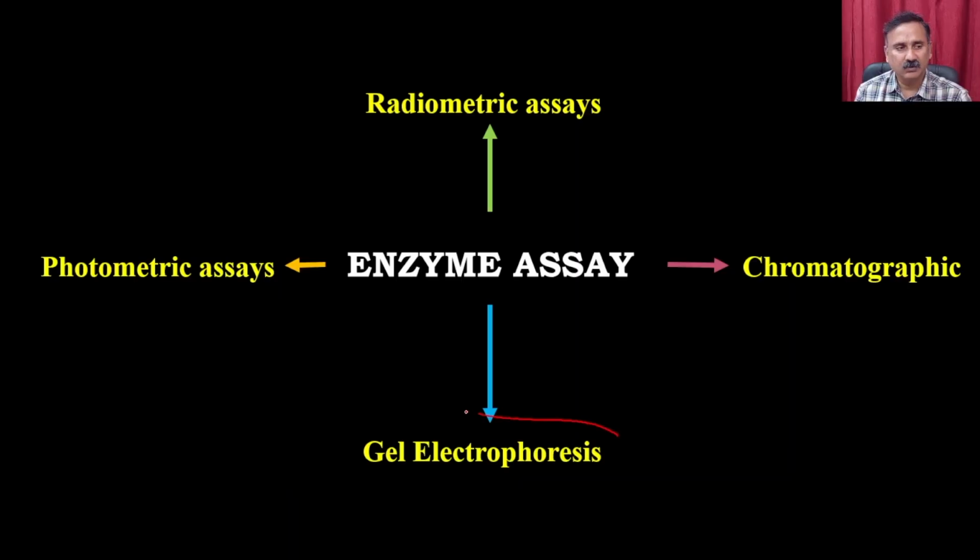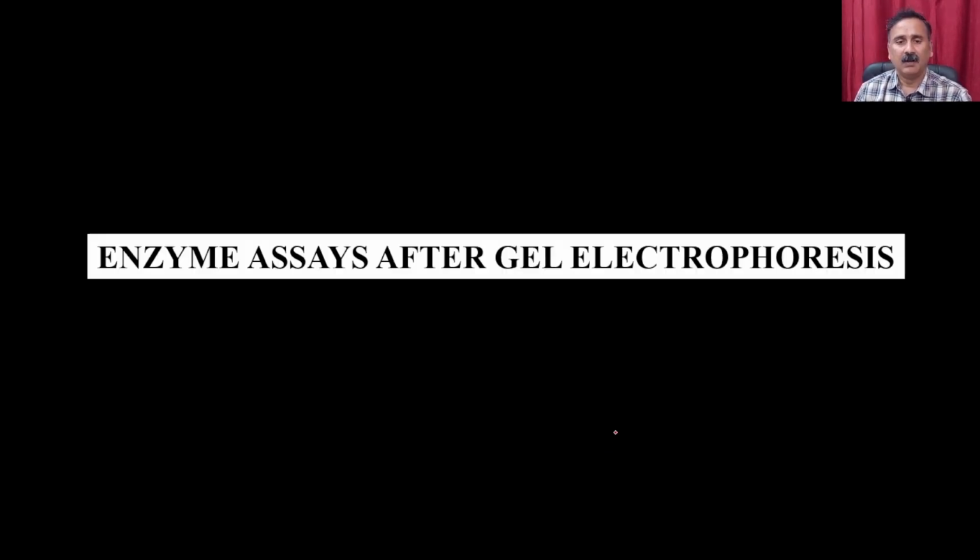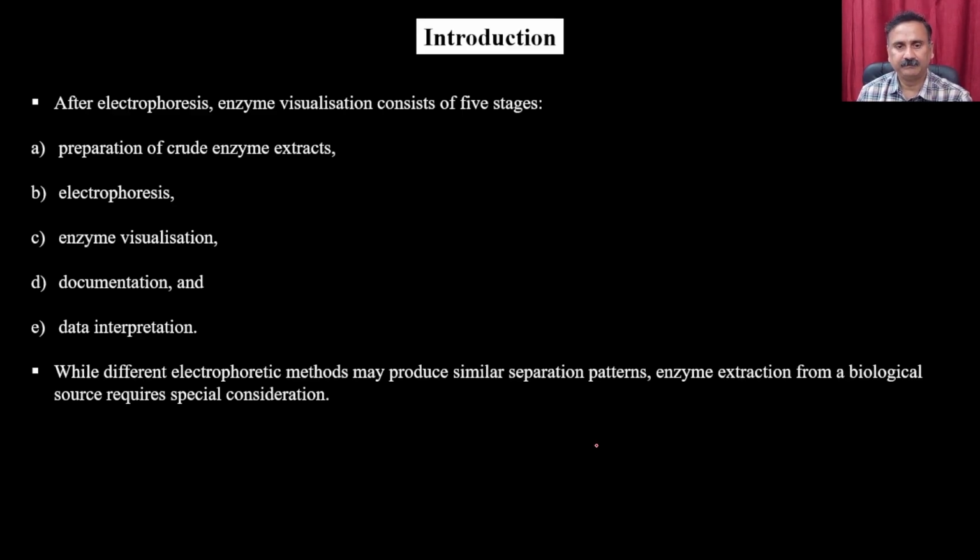Let's now move on to another approach where you are going to use gel electrophoresis. Gel electrophoresis is another approach where you run the enzyme on the electrophoresis to separate the labeled substrate from the non-labeled substrate, or the labeled product from the unlabeled product.